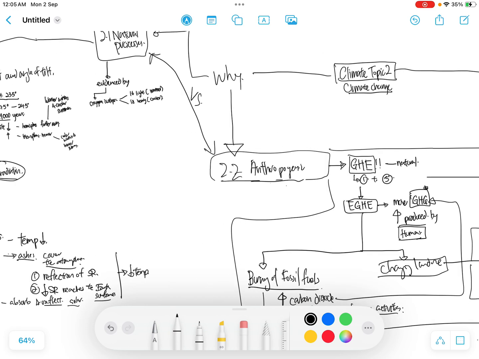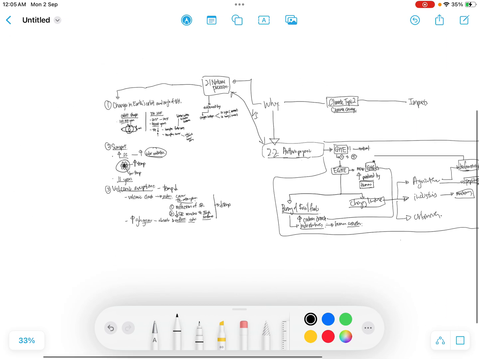Versus, is it anthropogenic or is it natural processes? Which one is most important? Or which one causes more variation or causes climate change more? So those are very important things.